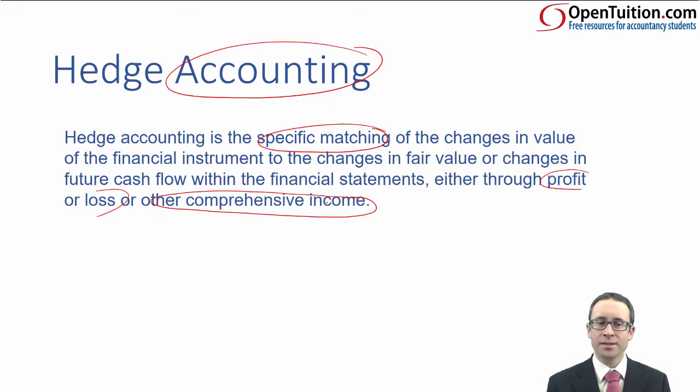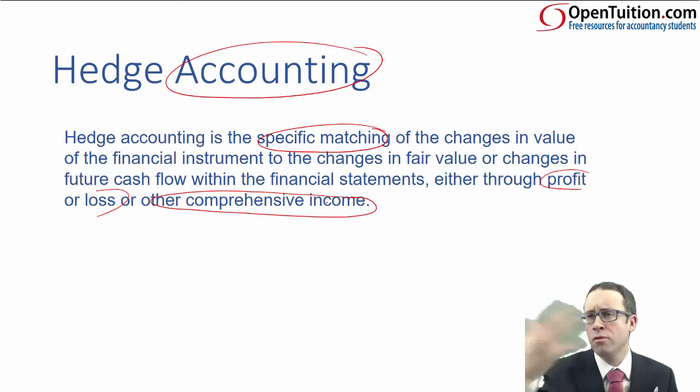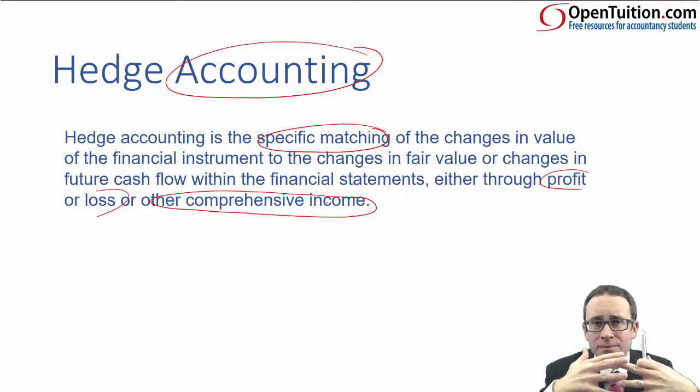So that's hedge accounting. Okay, it's a specific matching of the change in value of the instrument, the item, in profit or loss or other comprehensive income. We can't have something go through profit or loss with something else going through other comprehensive income. They need to be in the same place. Okay.